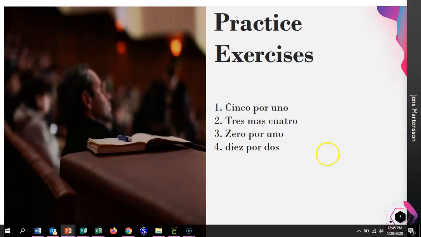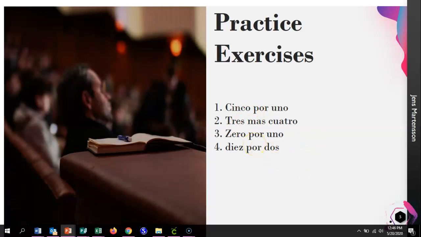Okay, first. Okay, 5 por 1. 5 we know is 5. Por means multiply, and uno. Okay? So the answer would be 5. In this case, you can identify 5 as 5, uno as uno, and then look up at your vocabulary and know that por is times. Okay? All right.